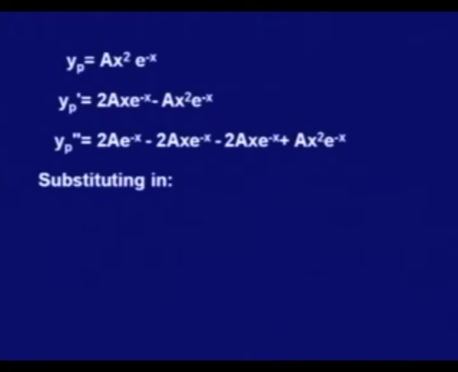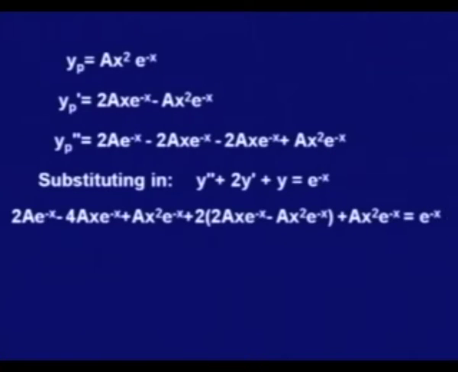Substitute this in the given equation, y'' + 2y' + y = e^(-x). The left hand side we get is 2a e^(-x) - 4ax e^(-x) + ax^2 e^(-x) plus 2 times its derivative, that is 2ax e^(-x) - ax^2 e^(-x), plus y, that is ax^2 e^(-x). This must be equal to e^(-x).